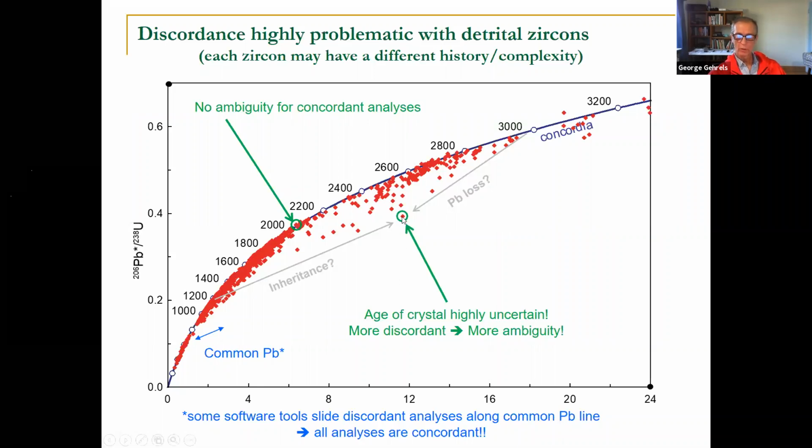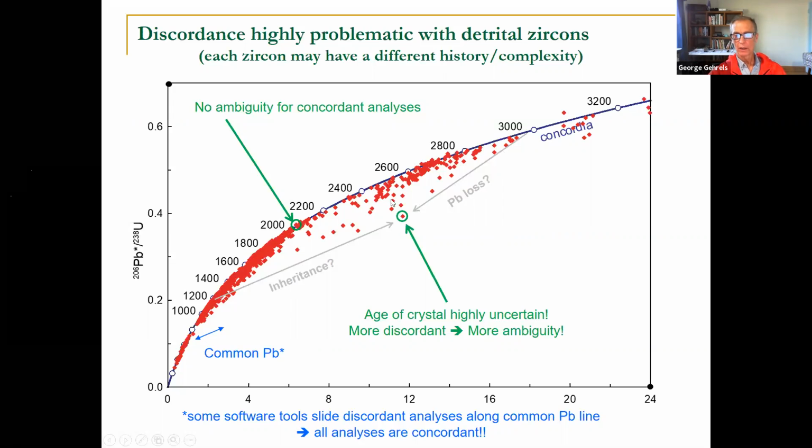But what about this one? What would you say is the true crystallization age of that zircon? And that's really tough to tell. It's actually impossible to tell. You've got a lot of degrees of freedom. It could be this old, having been pulled down by lead loss, or it could be this age and having been pulled up by inheritance.